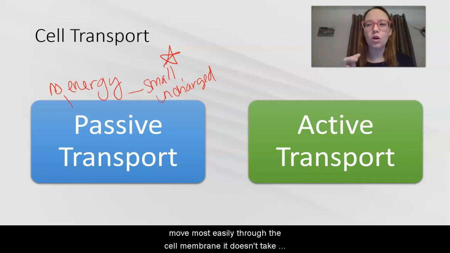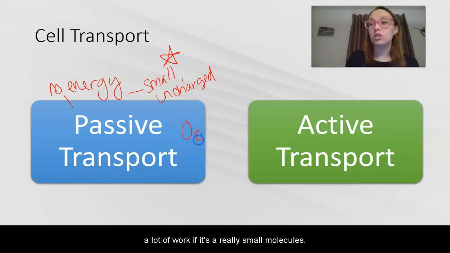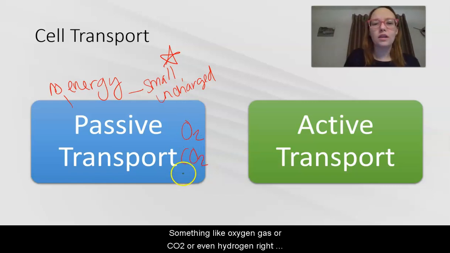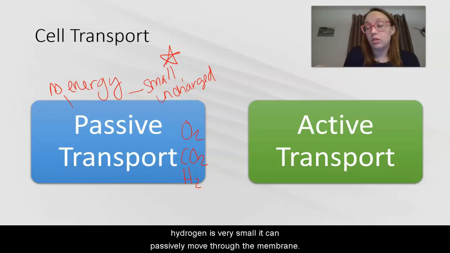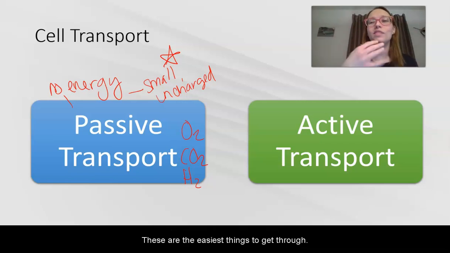It doesn't take a lot of work if it's a really small molecule, something like oxygen gas or CO2. Or even hydrogen, right? Hydrogen is very small. It's a gas, right? So it can passively move through that membrane. So these are the easiest things to get through.